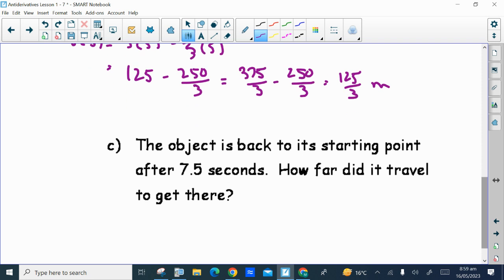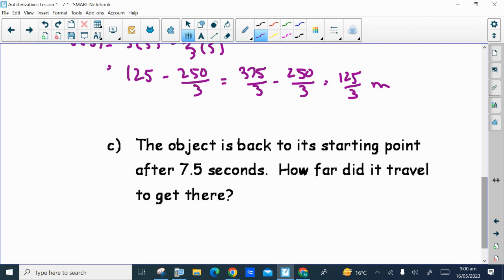C says the object is back to its starting point after 7.5 seconds. How far did it travel to get there? So what this means is that the object moves away from its starting point. It's going to have to stop, and then it's going to have to come back. The thing that you can't assume, though, always is that the velocity is a constant. We don't know that. So what we want to do, like I said, the object is going to move away from its starting point. It's going to stop, and then it's going to come back.